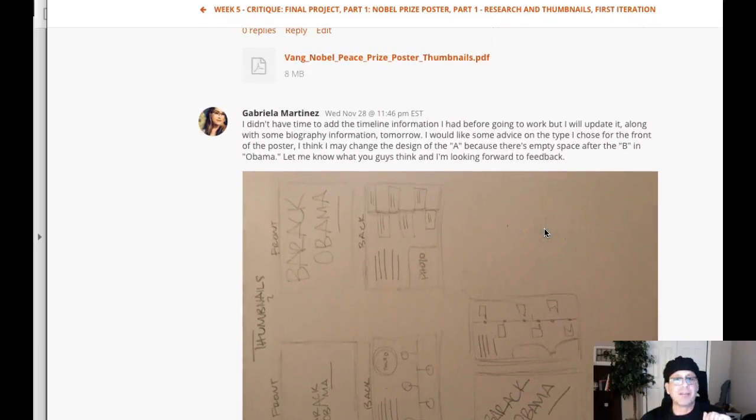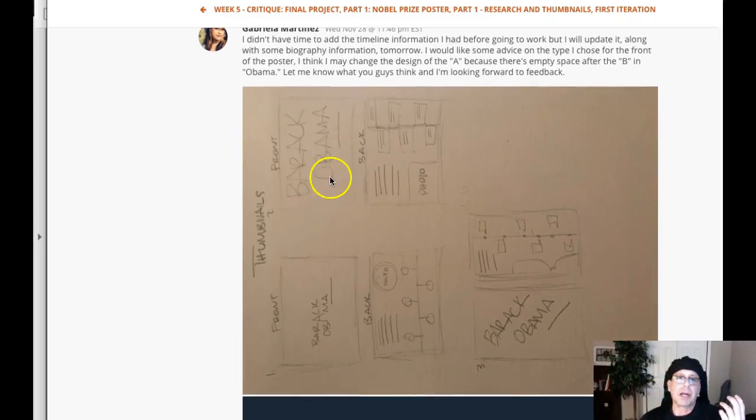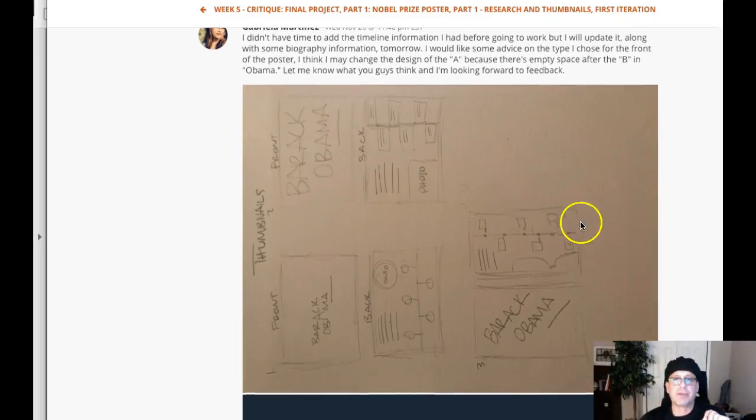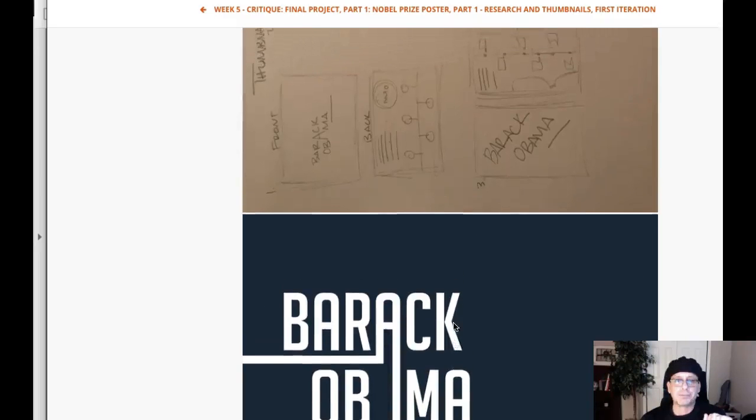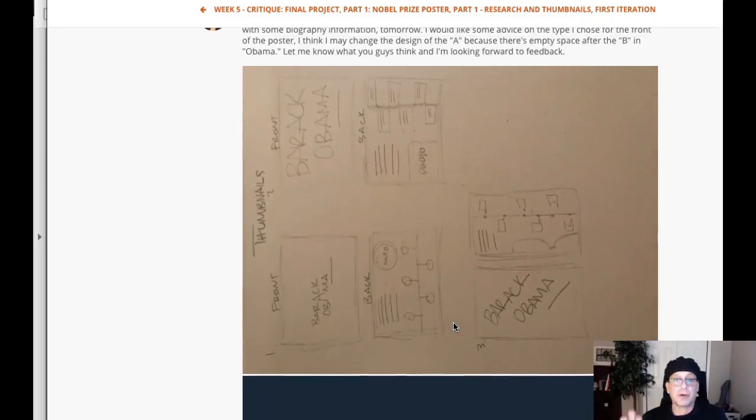What I'm seeing here are some sketches and some ideas being expressed, but I'm not seeing a real tight concept being drawn. In other words, I'm seeing Barack Obama. By the way, you need a tagline on the front too. So a couple of things are missing: that tagline on the front, and while you've got your biographical information, we definitely need the timeline, dates, and information also. You might want to consider submitting those to this post because that is part of grading for part one of this post.